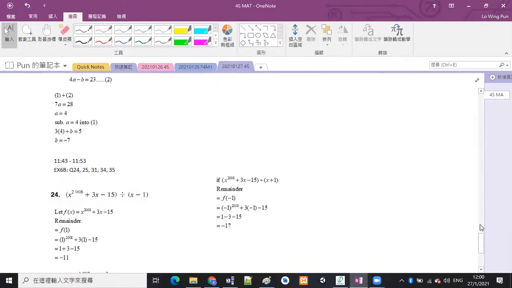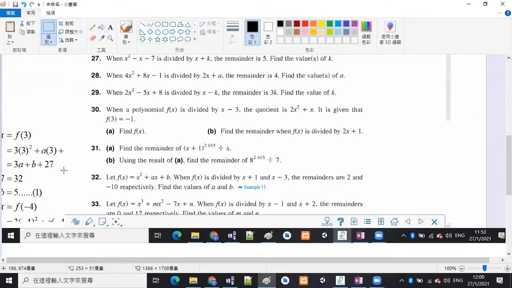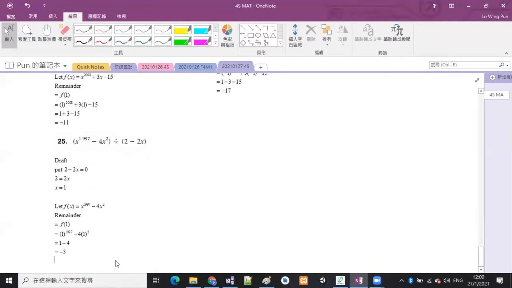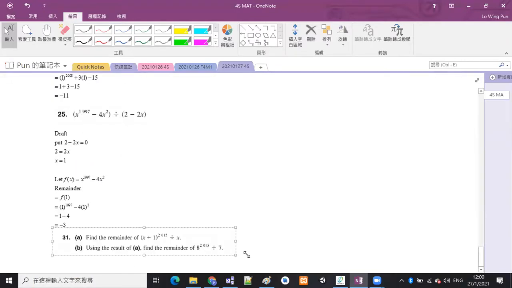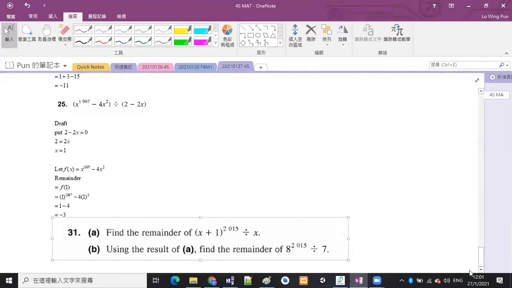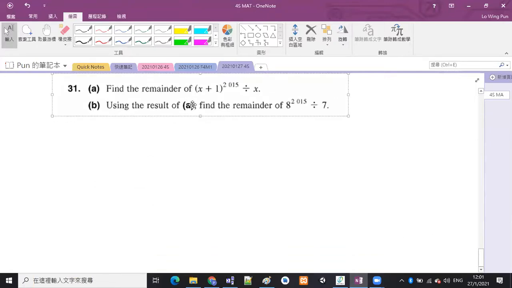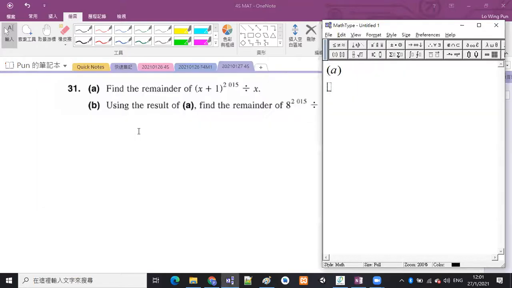And then the next one is 31. Earlier Mr. Lee asked about this question, but I also want to mention something. Find the remainder of this: (x plus 1) to the power 2015 divided by x. This is a normal remainder theorem question. So in part A, we let f(x) be (x plus 1) to the power 2015. This is the dividend.